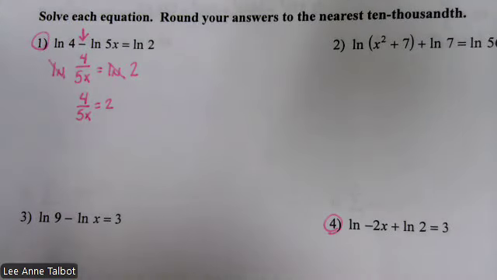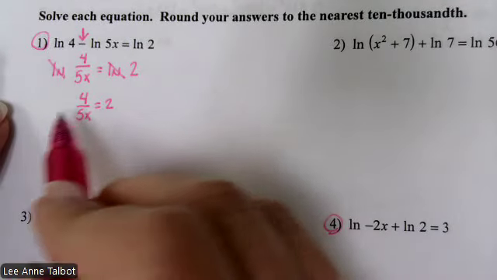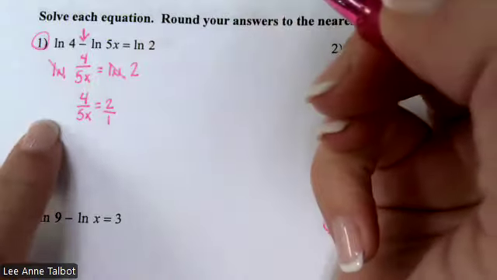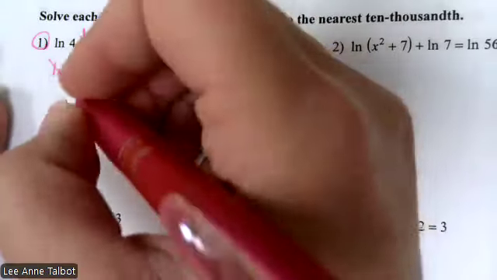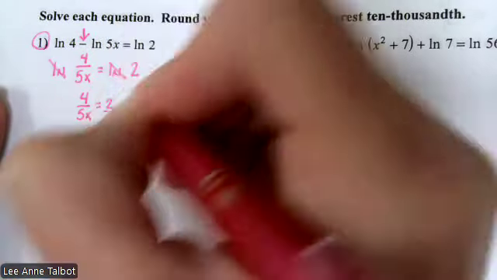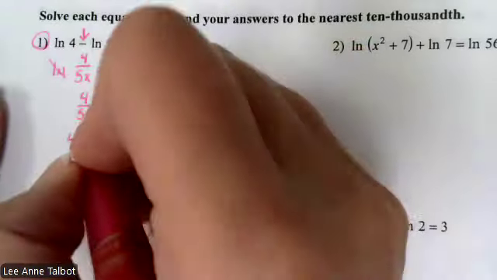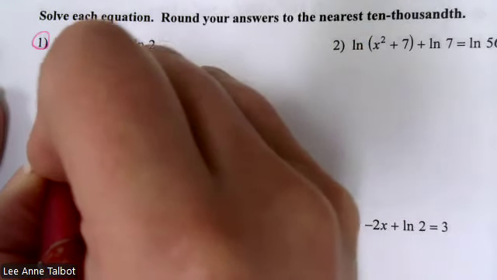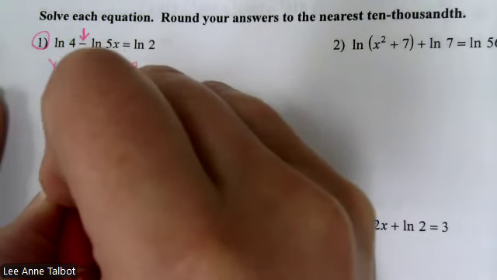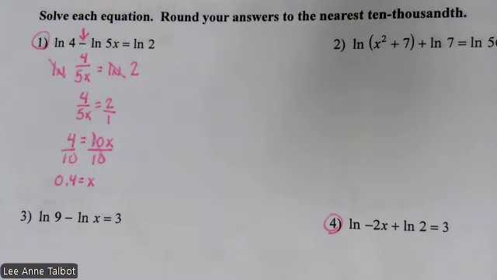Okay, now there's 2 ways to do this. You can multiply both sides by 5x, or you can put the 2 over 1 and cross multiply, which is what I'm going to do. So 4 times 1 is 4. 5x times 2 is 10x. So 0.4 equals x. It says round to the nearest ten-thousandth. That's 4 decimal places, just like we do with all logs.